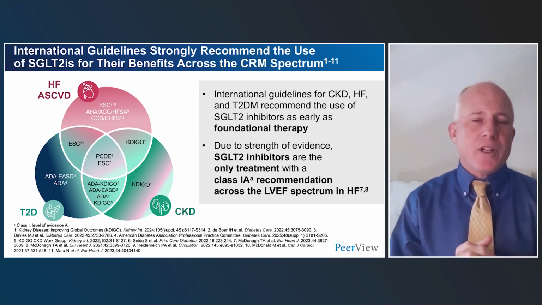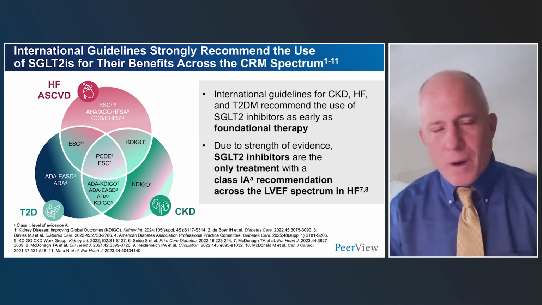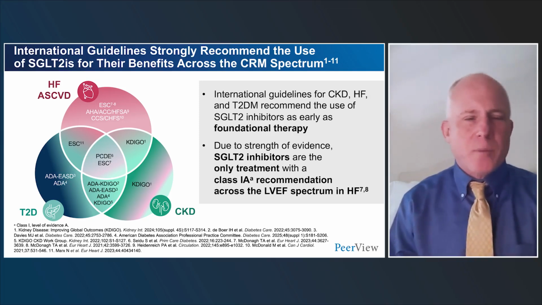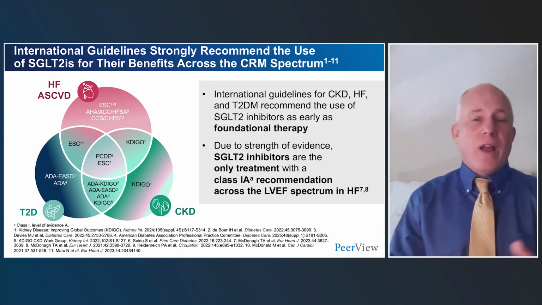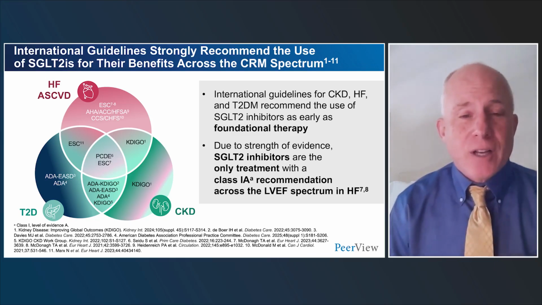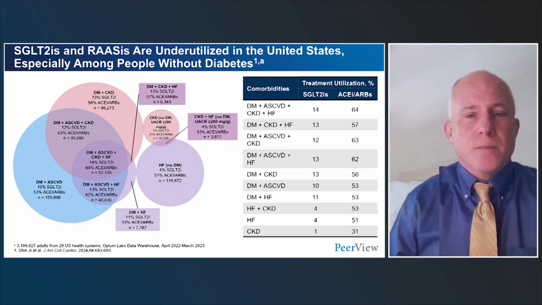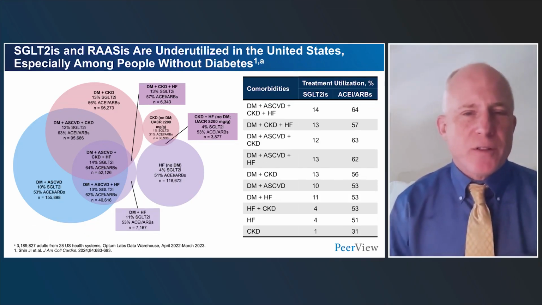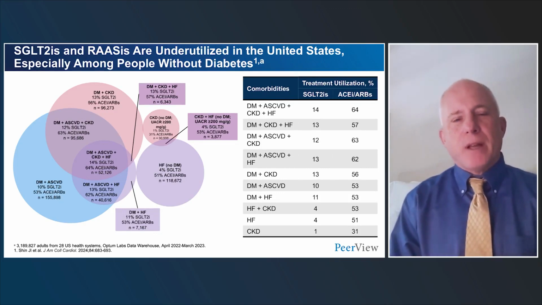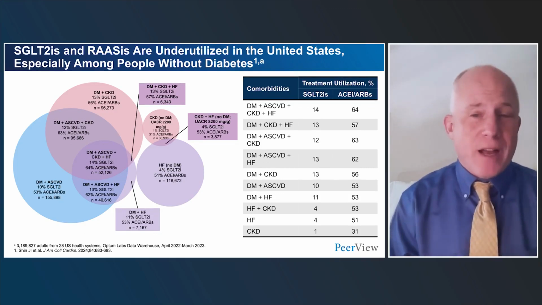And you can even write that in your SIG that you're writing this medication not for just diabetes, but also, say, chronic kidney disease or atherosclerotic cardiovascular disease or heart failure. And that might actually help you get that medication covered. That being said, I know that there's still an underutilization of these agents in people with and without diabetes.